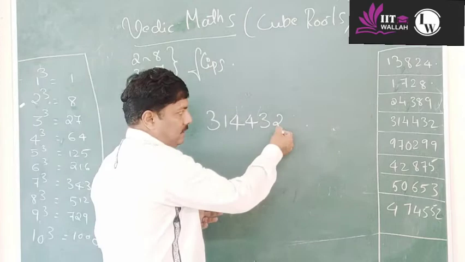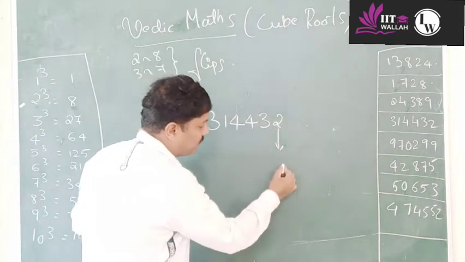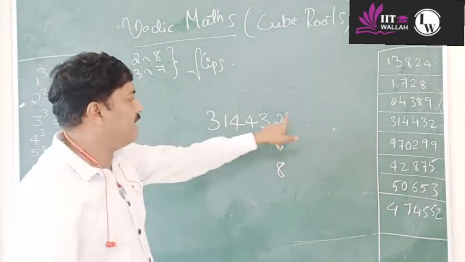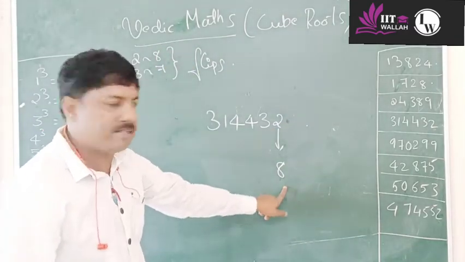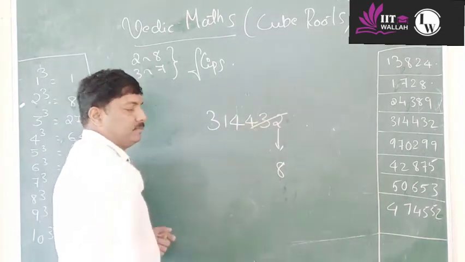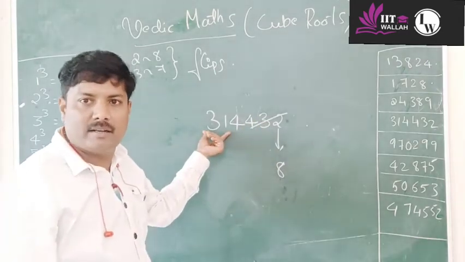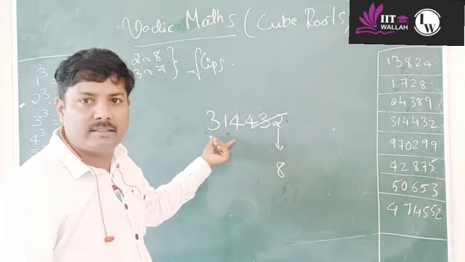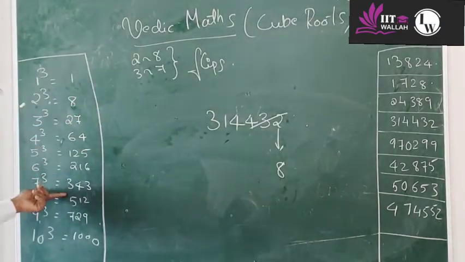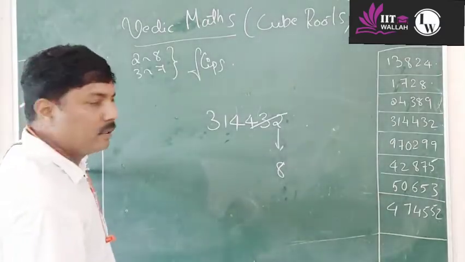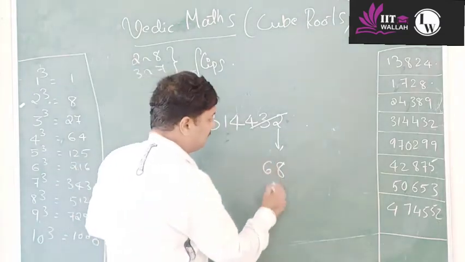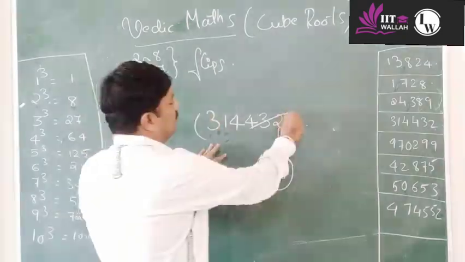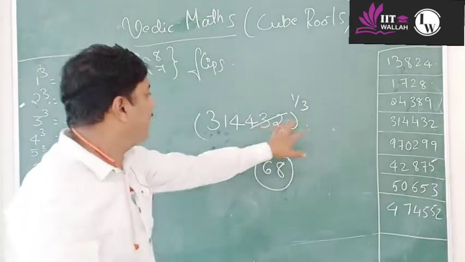If a number ends with 2, its cube root ends with 8, as we already know that 2 and 8 fit. So ending with 2, the cube root ends with 8. Then cut the first 3 digits. The remaining number 314 is not a perfect cube. So think about the nearest perfect cube below 314. That is 216. So the cube root is 6. So the cube root of this big number is 68.